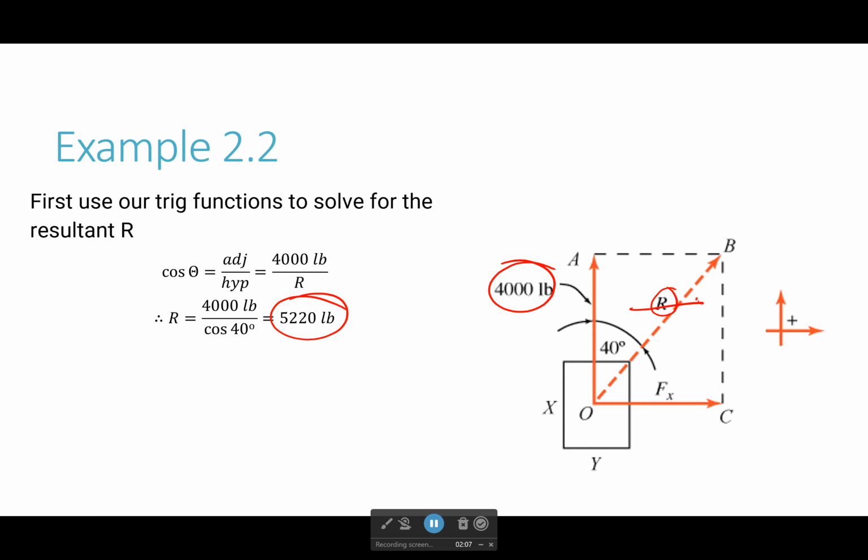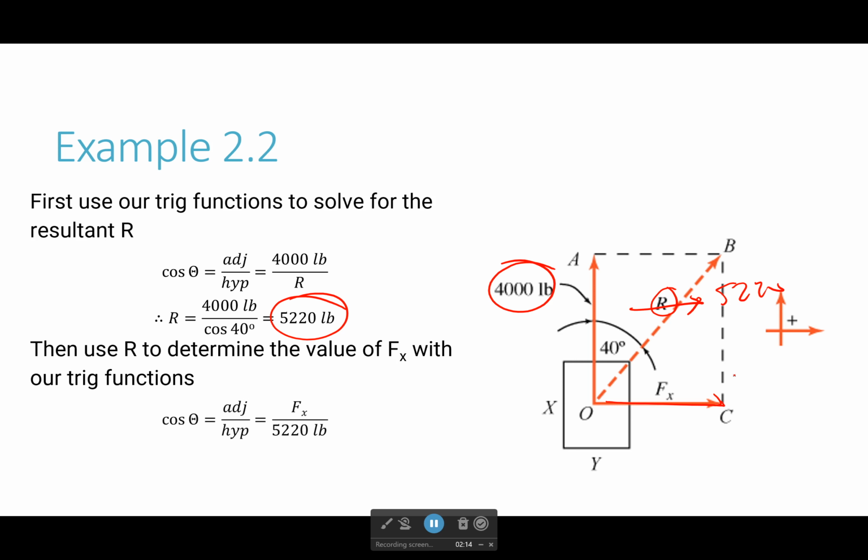Well, now that I know that, that's all taken care of, I can find out what Fx is. All we're going to do here is use our trig functions once again. Now, if I want to, I can redraw Fx over here, and I would use sine of theta. Or if I want to, I can just say, well, this is 90 degrees. And so if I want to figure out what this angle is, well, that would be 90 minus 40, which is simply equal to 50 degrees.